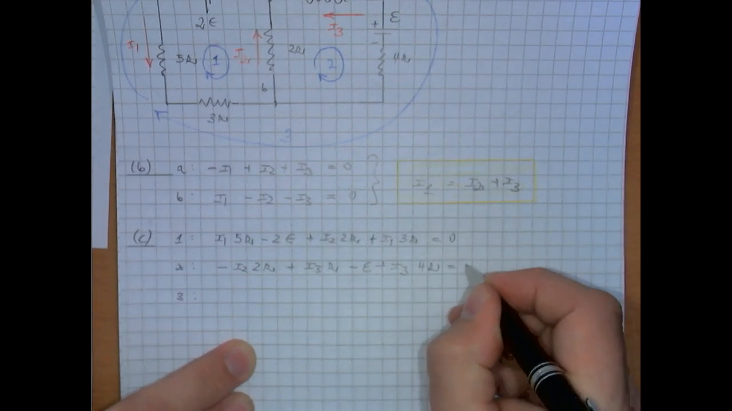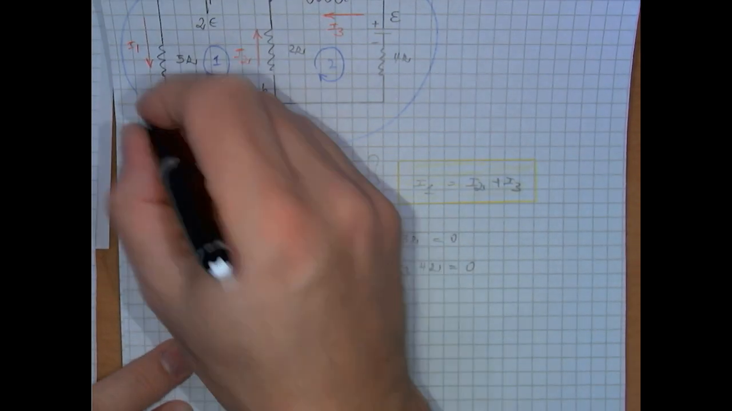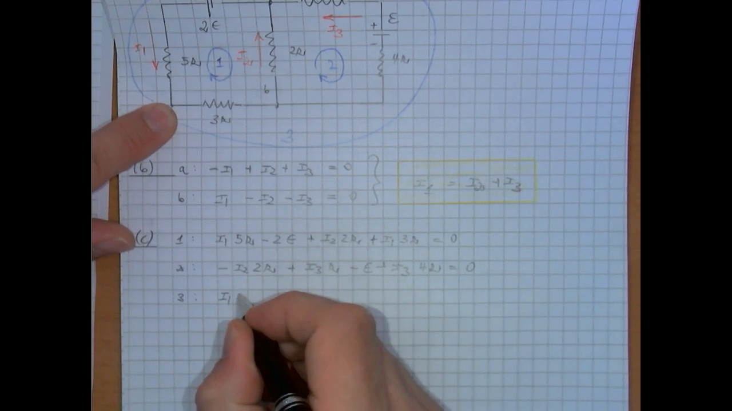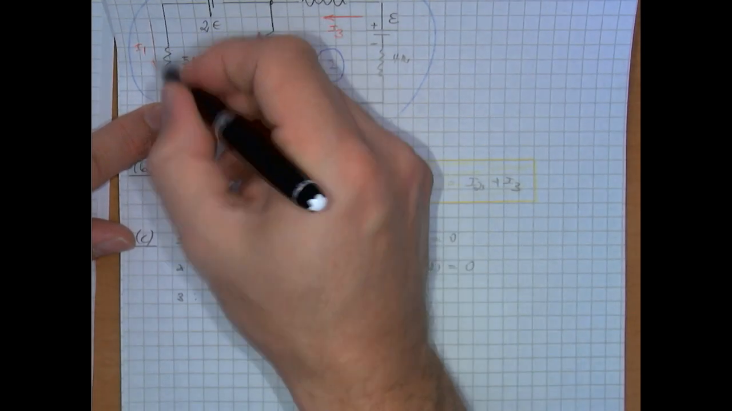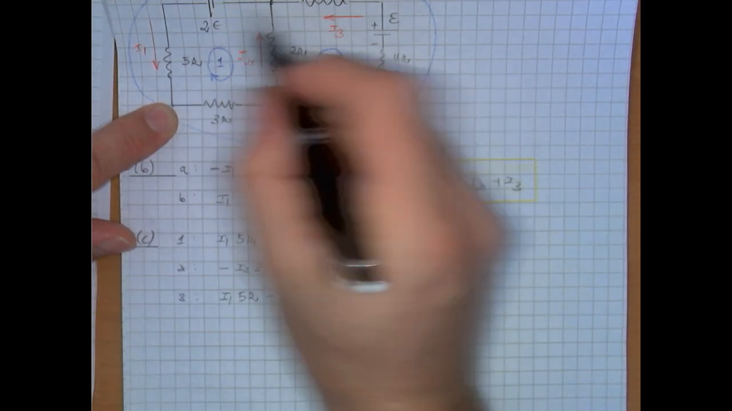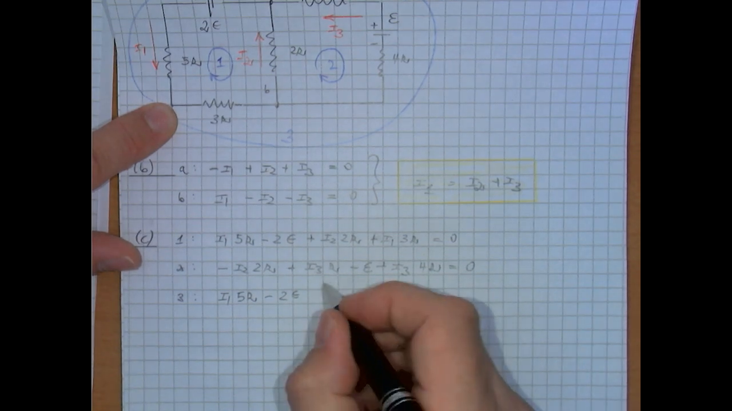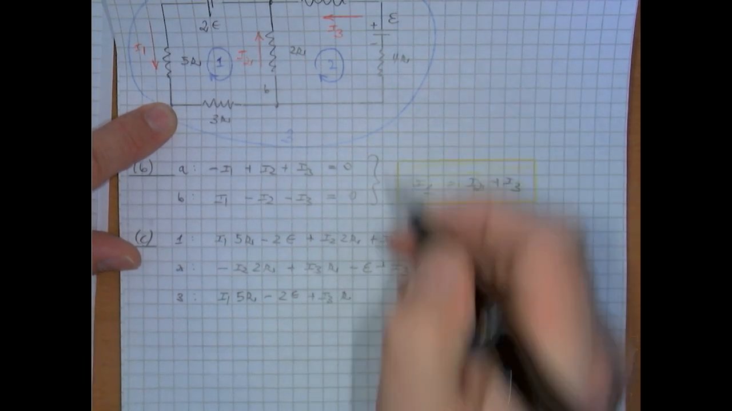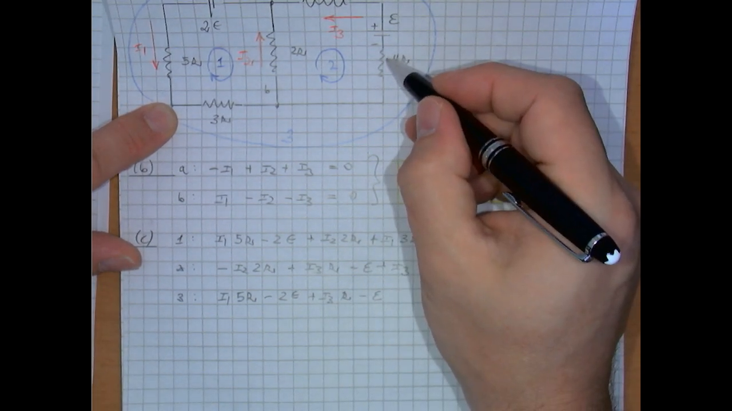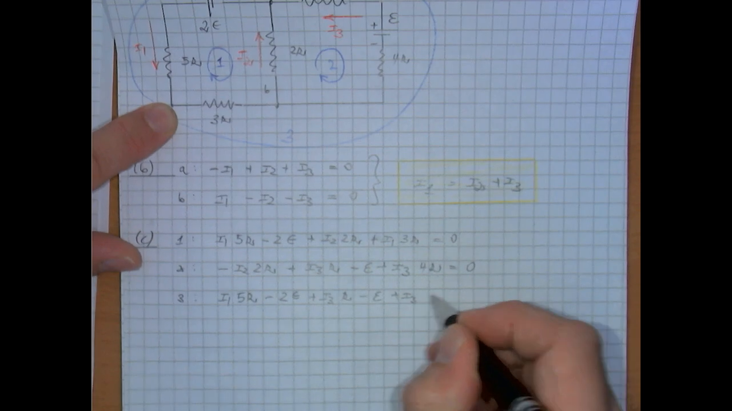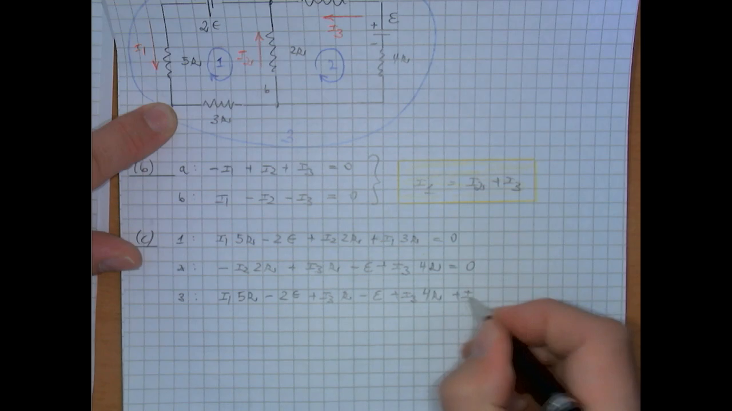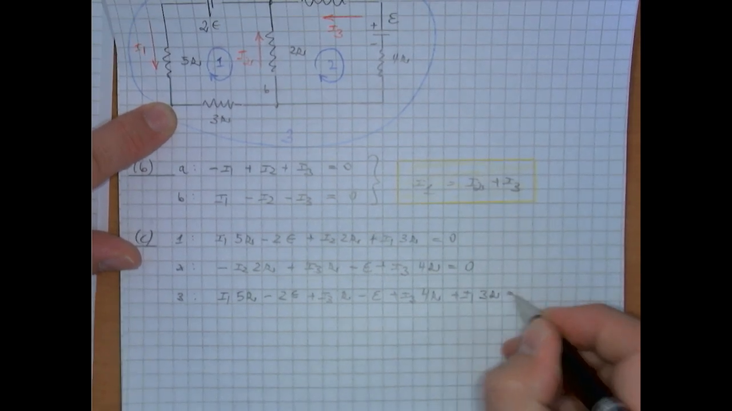Equals 0. And last but not least, going all around once, let's start here. So then we have plus I1 5R, minus 2 epsilon for this battery. Then we come to this resistor here. This would be plus I3R. Then the battery here, minus epsilon. Then the resistor here, plus I3 4R. And last but not least, this resistor here, plus I1 3R equals 0.